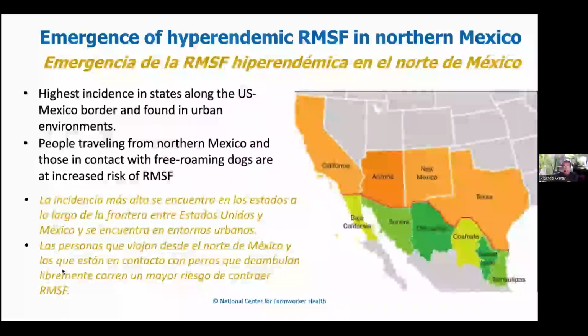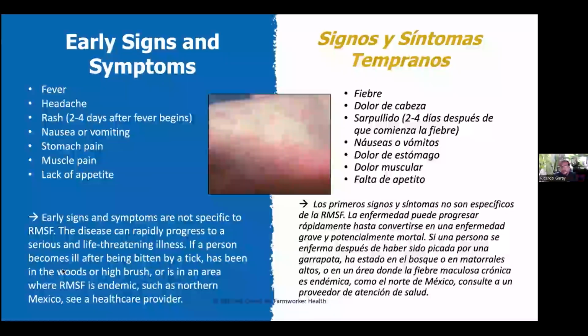The highest incidence happens in states along the US-Mexico border and is found in urban environments. So people that are traveling from northern Mexico and those in contact with free-roaming dogs are at increased risk in their travels. We have to pay attention, and we have to let them know to pay attention to the ticks and dogs that can transmit the disease through these ticks.